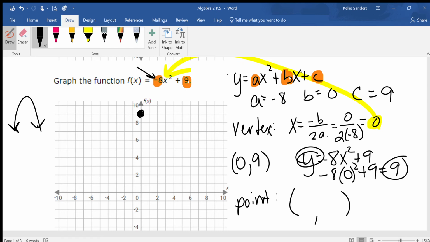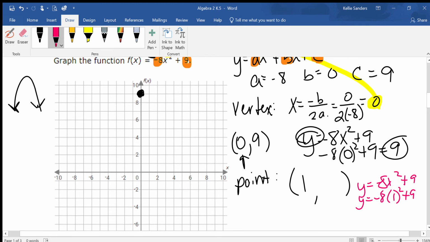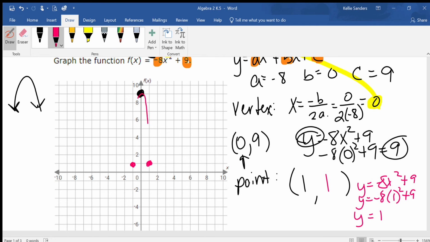So to find another point, I'm going to look at this x, and I'm going to pick a number that's really close to that x, so I'm going to put a 1 in. So if y equals negative 8x squared plus 9, then y equals negative 8 times 1 squared plus 9. Y equals negative 8 plus 9 is 1, so 1, 1. And since it's symmetric, and I know where the vertex is, it's going to be right there. You don't have to do that second red point. I'm just showing you how I'm going to give that parabola shape.